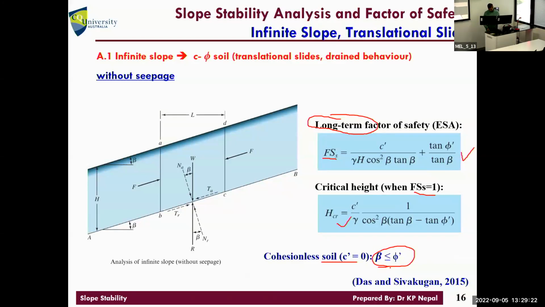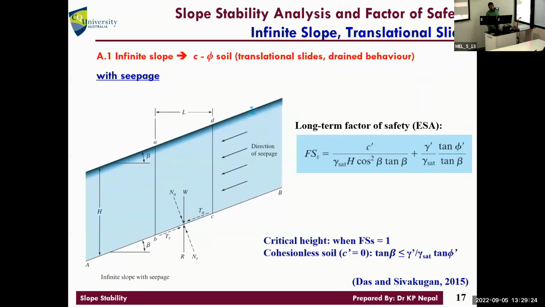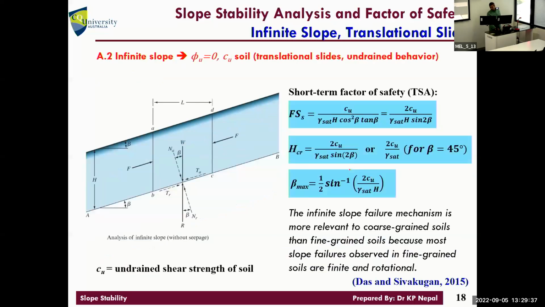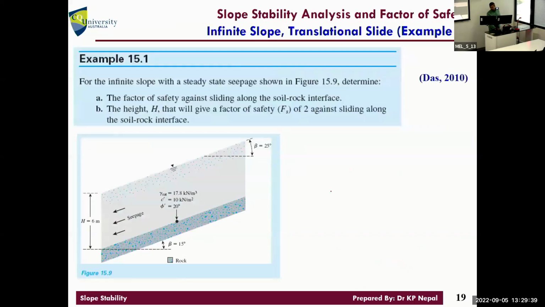Let's do one problem then. If there is a seepage, nothing changes, just a few things. You need to have the submerged and saturated densities there. All others remain the same. I want to see one example. Oh, here you go. Can you calculate now? Come on, guys. Yeah, let's do this problem today.